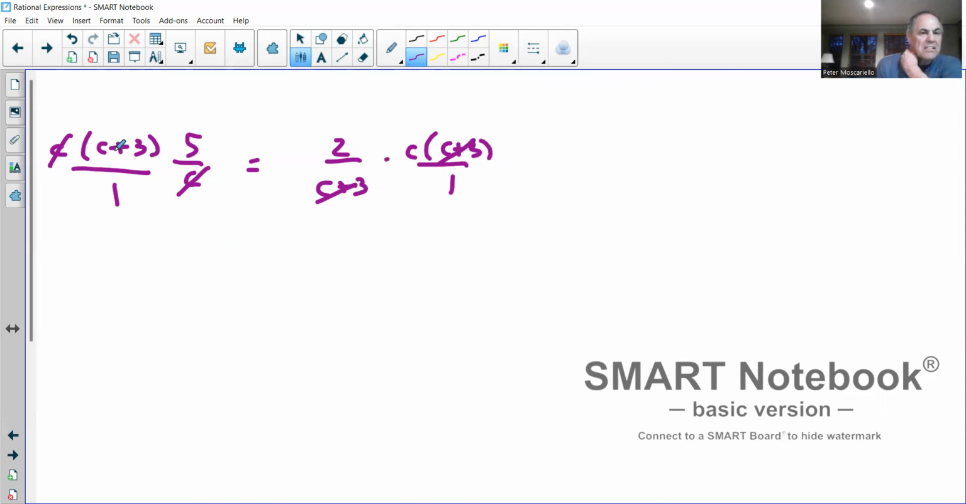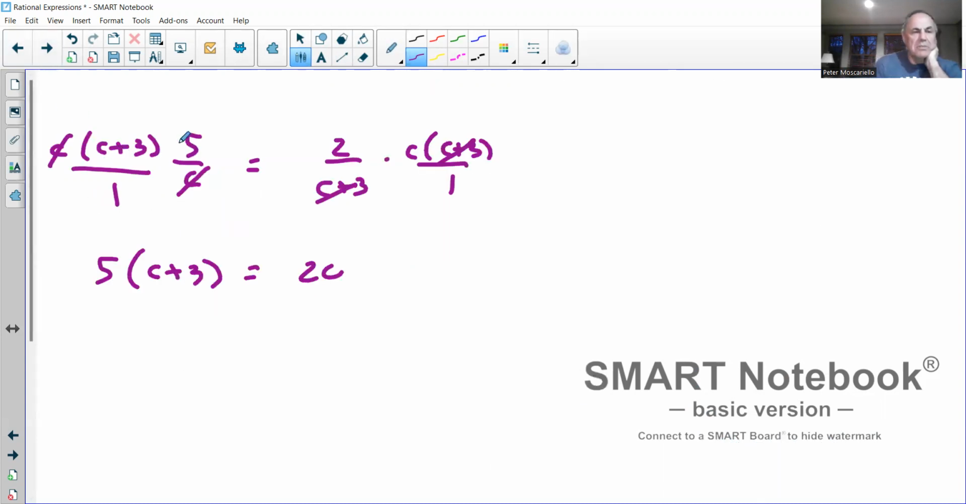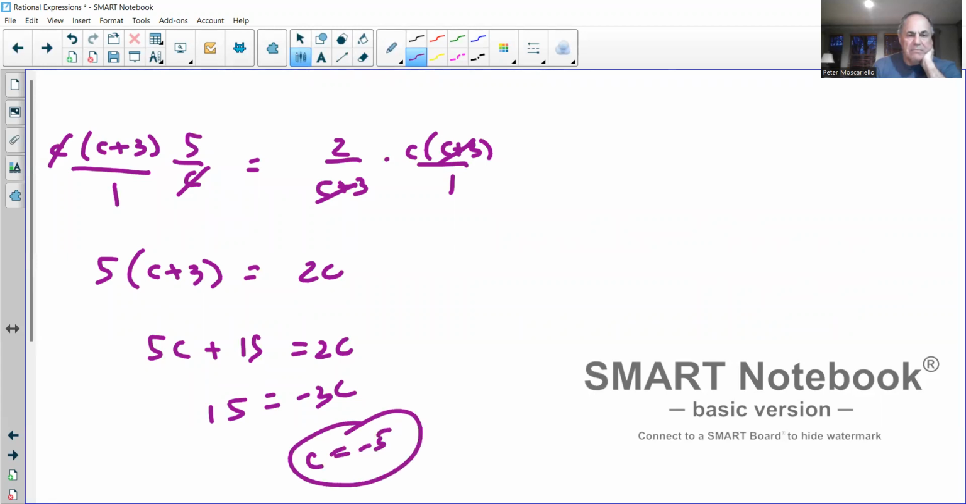Then you multiply. C plus 3 times 5 is like this. And over here I just have 2C, right? So step 5 is probably multiply, and step 6 is solve, I guess. So we multiply 5 times C plus 3, 2C, and solve. And pretty easy to solve this one. 5C plus 15 equals 2C. C is on one side, so what do you get? C equals -5? I think so. So that one's not too bad.